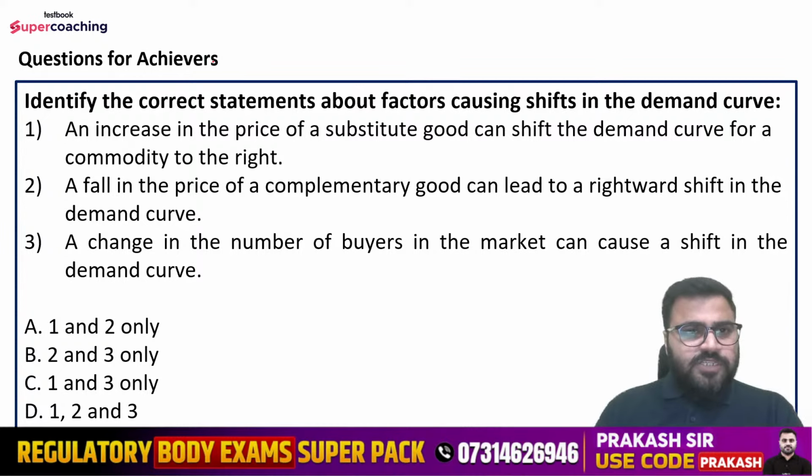So the question for achievers in the previous session was: identify the correct statements about factors causing a shift in the demand curve. Statements are: an increase in the price of a substitute good can shift the demand curve for a commodity to the right. A fall in the price of a complementary good can lead to a rightward shift in the demand curve. And a change in the number of buyers in the market can cause a shift in the demand curve. Options are first and second only, second and third only, first and third only, first, second and third.